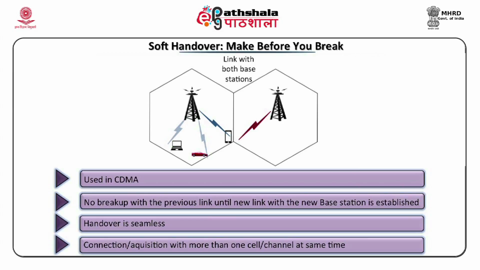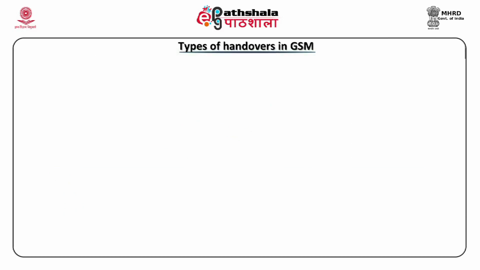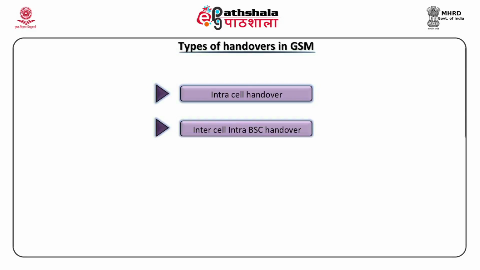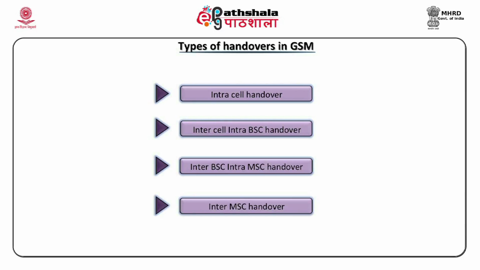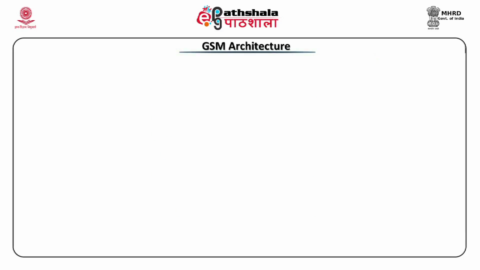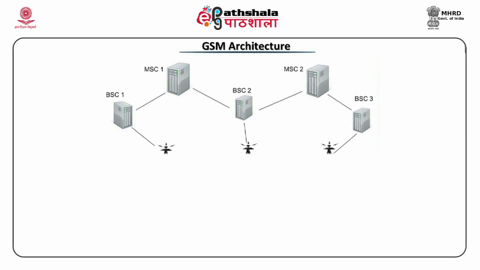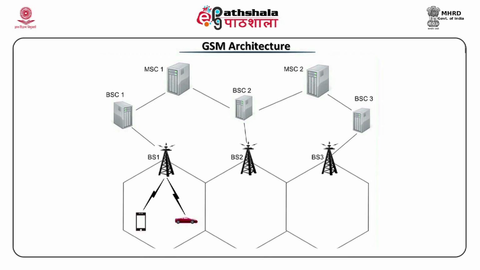Now, depending on how the mobile device is moving, from which area to which area it is going, the handovers are divided into 4 categories: intra-cell handovers, inter-cell (that is, intra-BSC) handovers, inter-BSC intra-MSC handovers, and inter-MSC handovers. Now, what are these terms? These terms we had already discussed in the previous modules when we discussed the architecture of GSM.